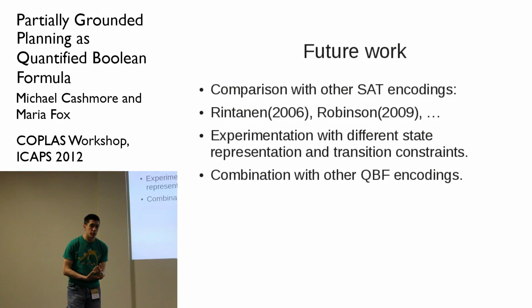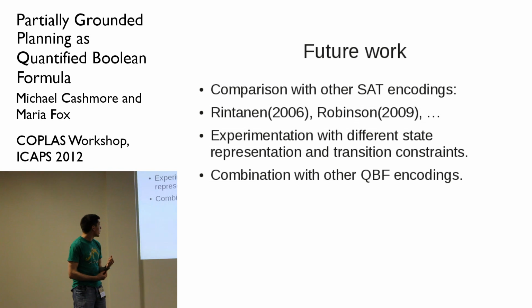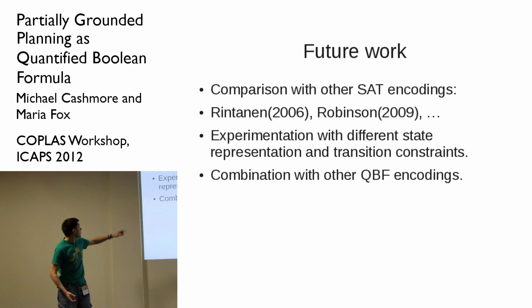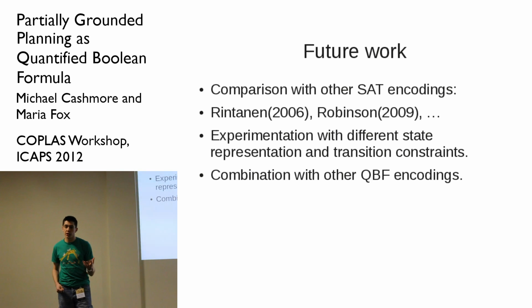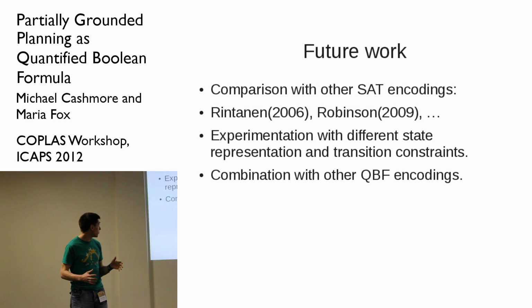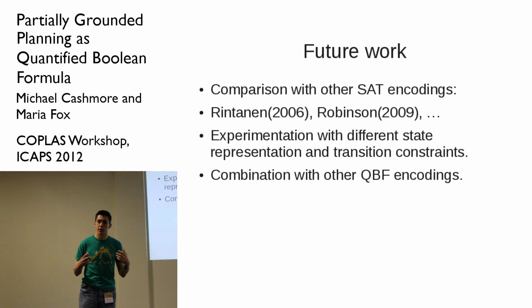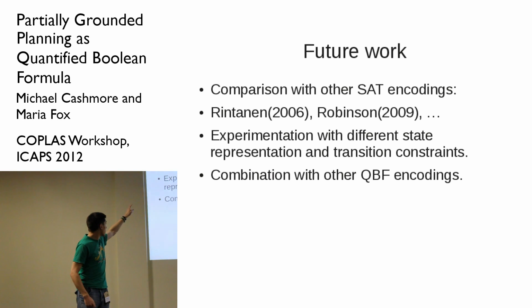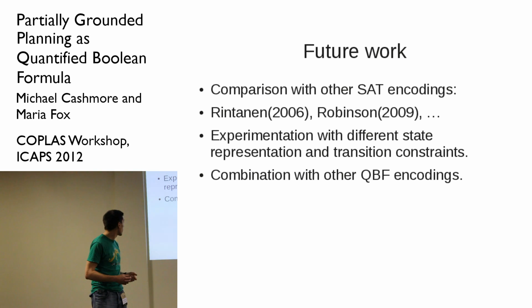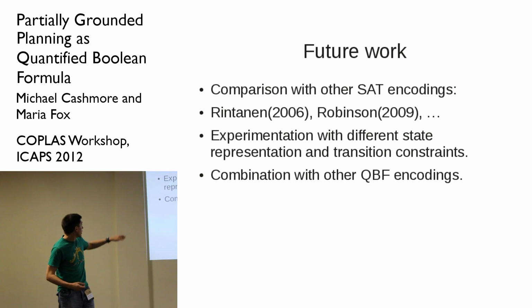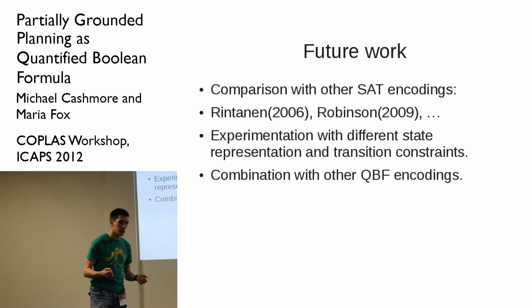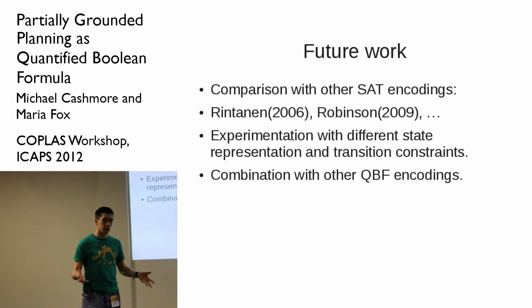So the next step is to compare with the more state-of-the-art SAT encodings. One part of that is to experiment with different state representations in the partially grounded QBF encoding. So rather than encoding in a way similar to the example SAT representation, we use these new SAT encodings to create a better partially grounded QBF encoding. Another thing to do is to combine it with other QBF encodings that we're currently working on, in which we reduce the number of time steps.